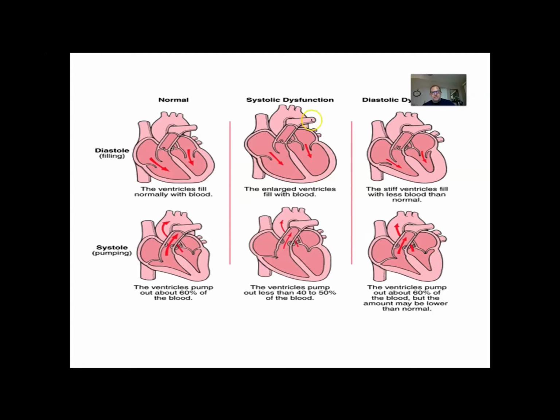So you notice here you've got your enlarged ventricles filled with blood, but because of that, they pump out less than 50% of the blood because they just don't have the stretch to squeeze it all in. And in the reverse, this way here, you have less volume in here, but the muscles are stronger, so they can still pump out the volume that's there.